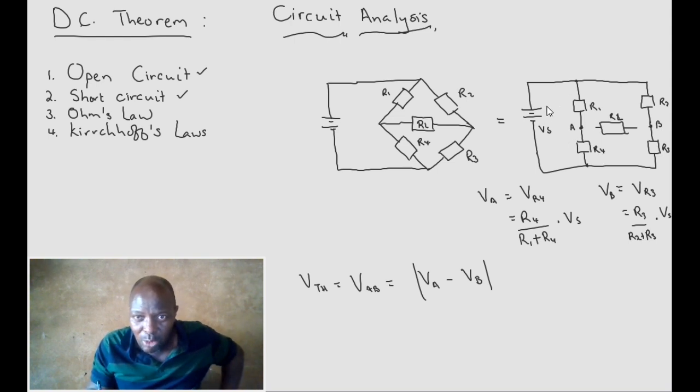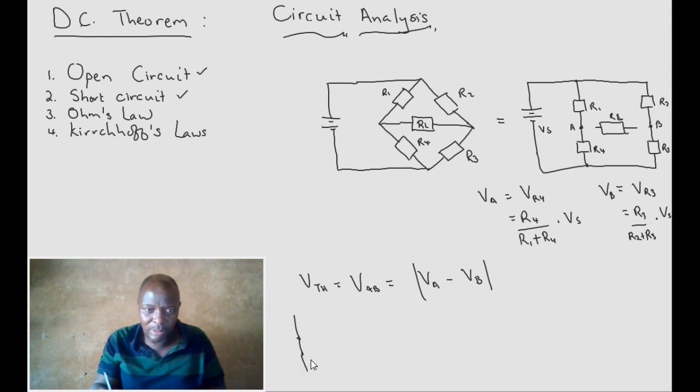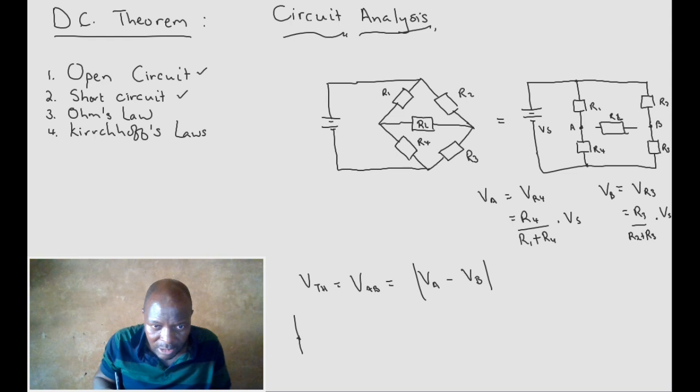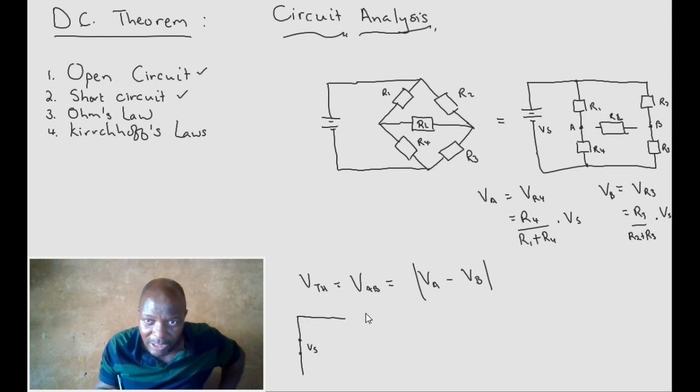Now, when we talk of the other scenario, it is where VS is replaced by its equivalent resistance. I have replaced my V supply with an equivalent resistance. Now, when I come and I say there is R1 and there is R2, R4, sorry.